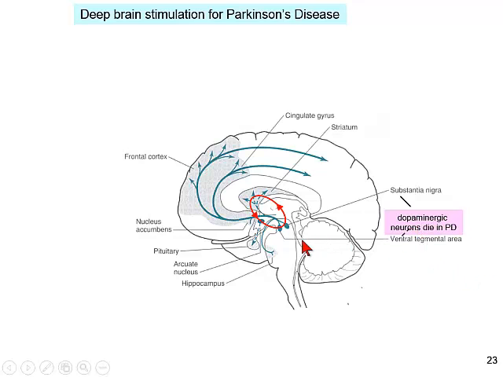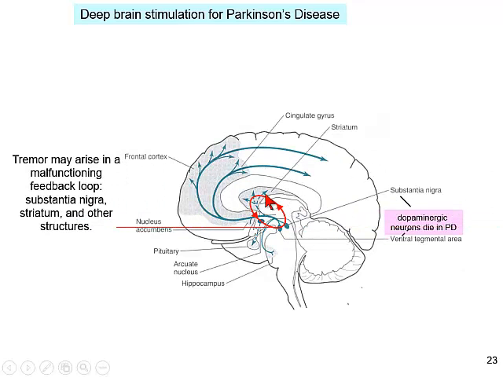This degeneration prevents dopamine from being released and prevents proper movements. We're going to discuss Parkinson's in more detail, but the tremor in Parkinson's probably arises from a malfunctioning feedback loop involving the substantia nigra, that's the handlebars of the handlebar mustache that I told you about, and the striatum, and other structures in the brain. So there's a pretty tightly controlled loop that goes awry.